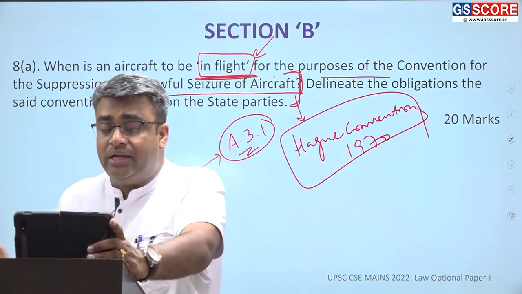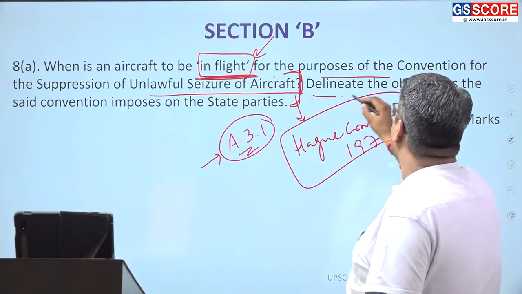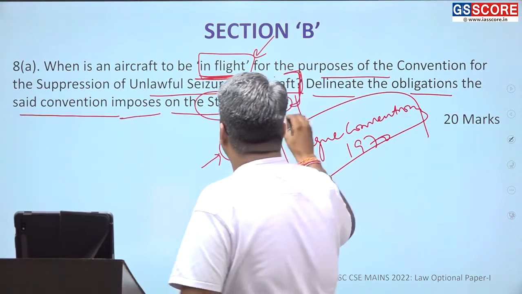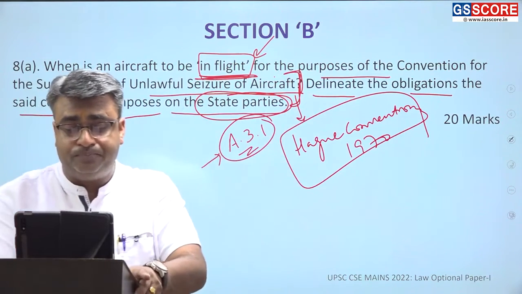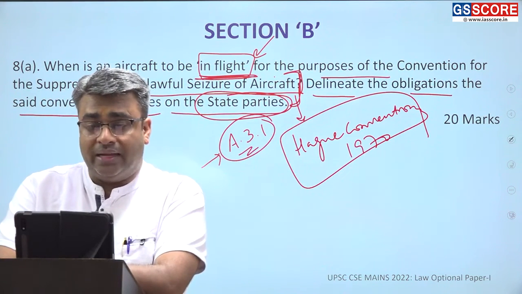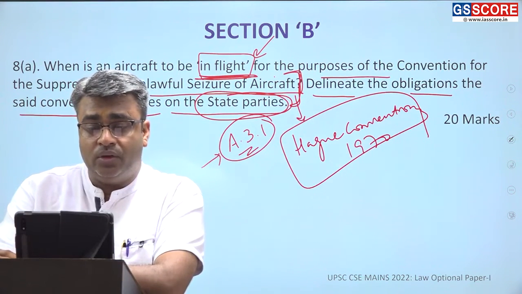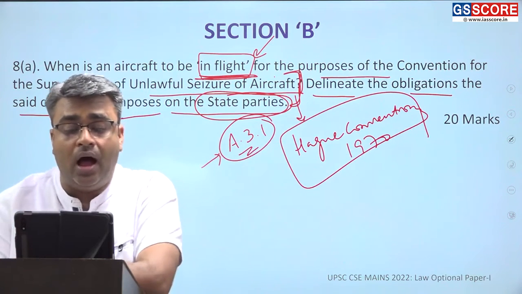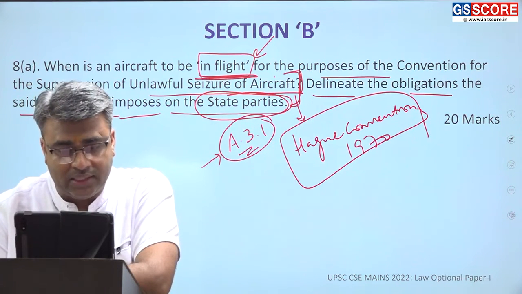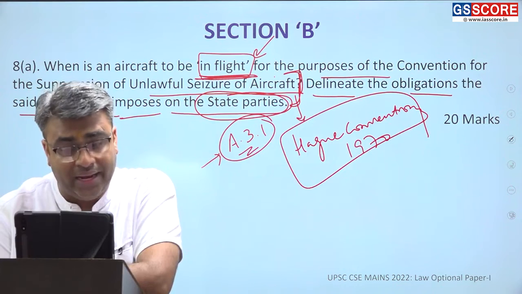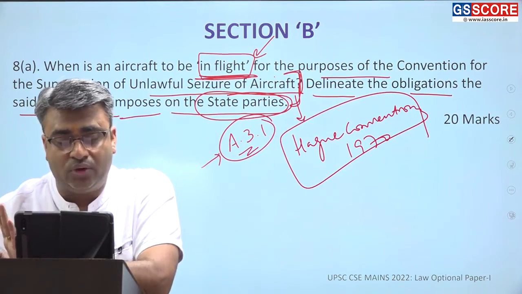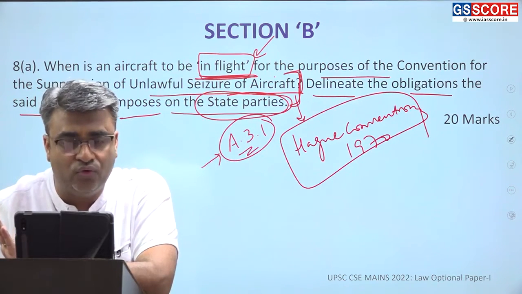And then it is talking mainly about delineating the obligations the said convention imposes on the state parties. For this purpose, we have to refer a few articles. I just tell you, first of all, you have to refer Article 4, Article 5, Article 6, Article 7, Article 8, Article 9 and Article 10, 11 and 12. That is more than sufficient for you. So Article 4 till Article 12 you can refer.